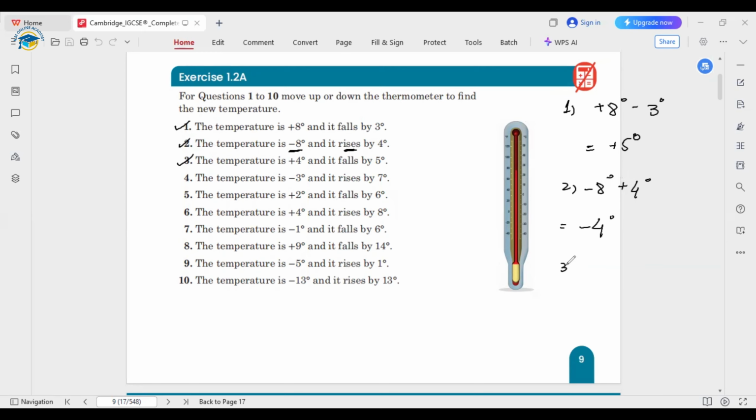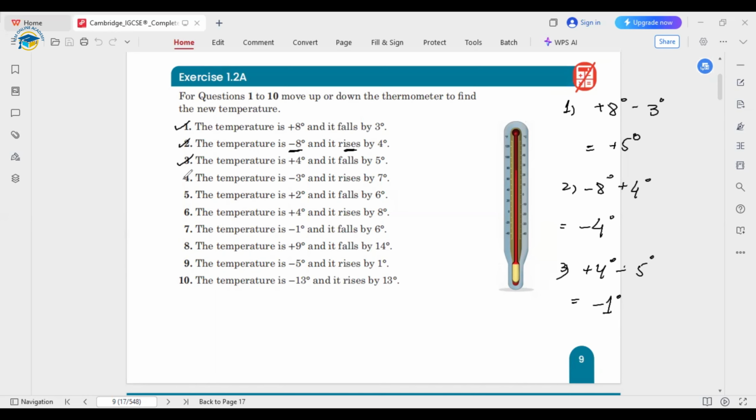Next, the third one, they gave us the temperature plus 4 degrees and it will fall by 5 degrees. So positive and negative is again negative, but with the 5, as we have the negative sign, you can write the negative sign along with that 1 degree. So this is your temperature falling down.